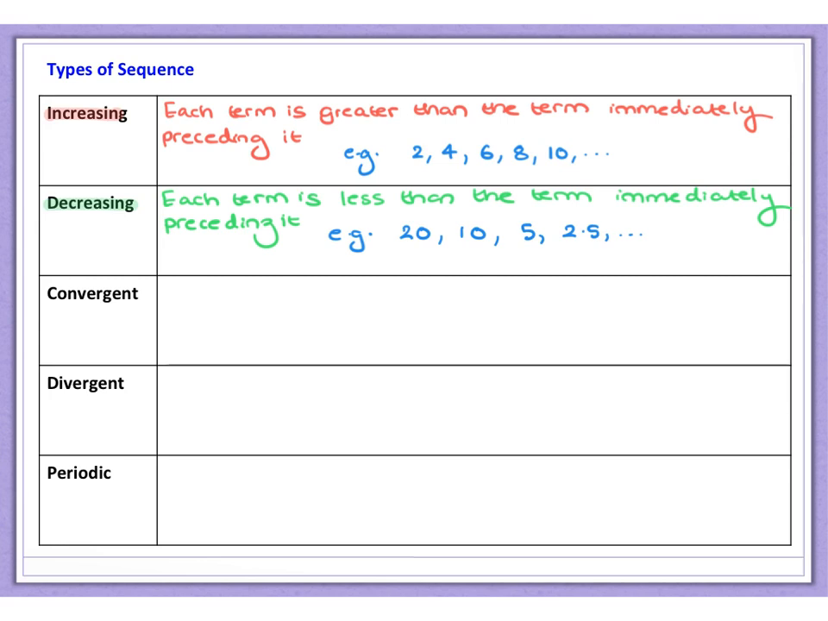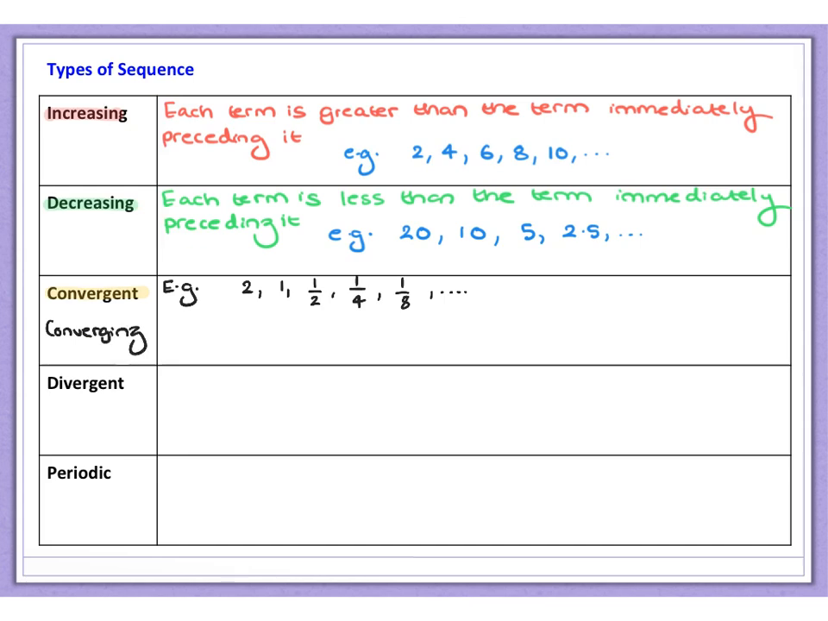Now, let's look at the next 2 pieces of vocabulary. So, first of all, we have a convergent sequence, sometimes also called a converging sequence. And I'm going to start by giving you an example of a convergent sequence. 2, 1, 1/2, 1/4, 1/8, etc. Now this also happens to be a decreasing sequence, but we're not really focused on that here because it's actually much more interesting that this is what we would call convergent or converging.